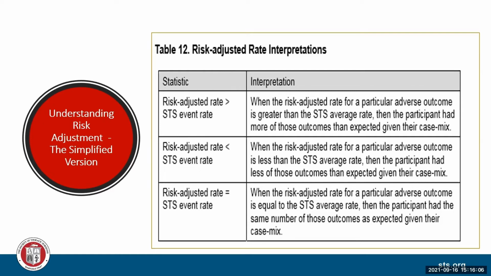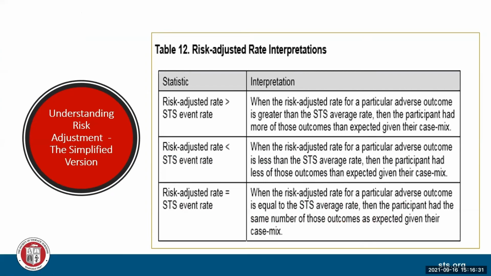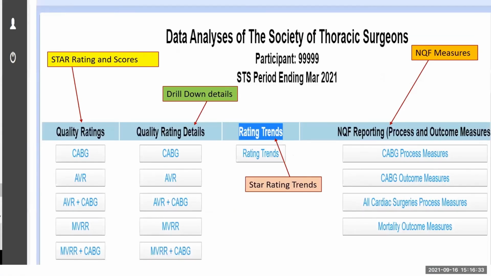So if you look back up here at this slide, you've got your risk adjusted rate here, 0.87. So this is good. It's less than the STS rate. You're doing pretty good. You're doing better than your region. You're doing better than your like group. It's a really simple way of analyzing it. We don't have a ton of time to get right down into it. But I find if you just remember those simple little concepts, that helps you.